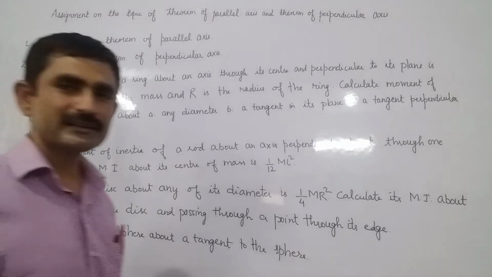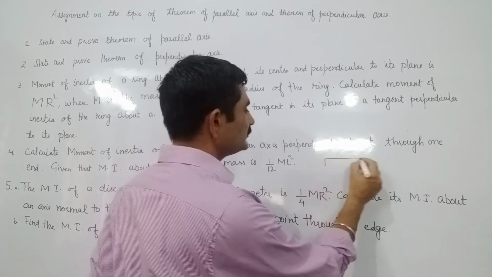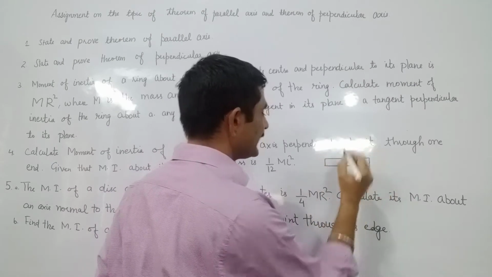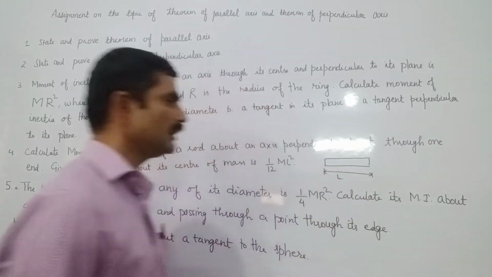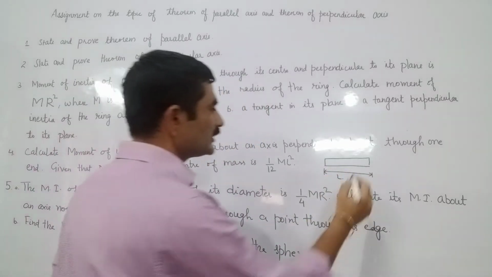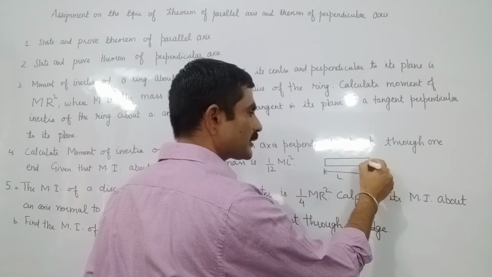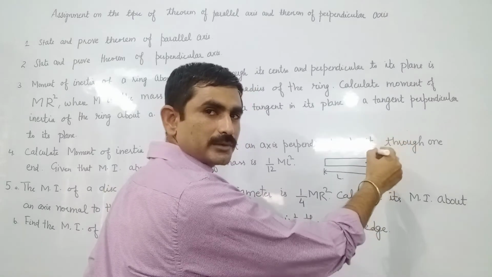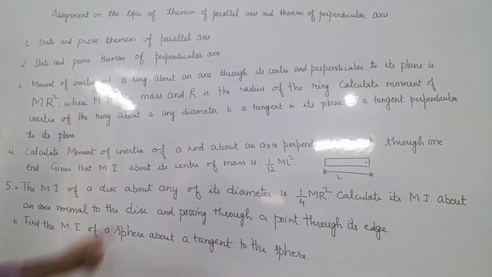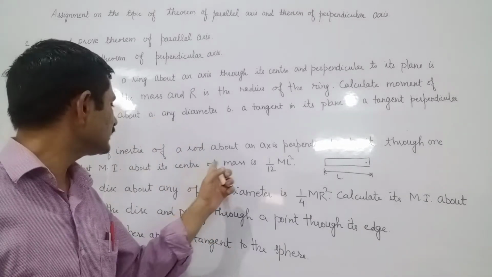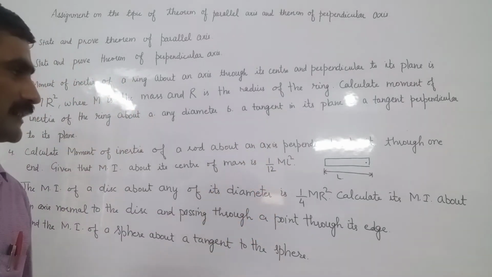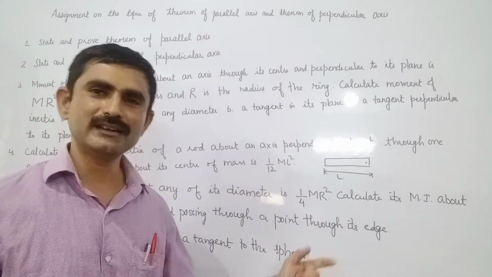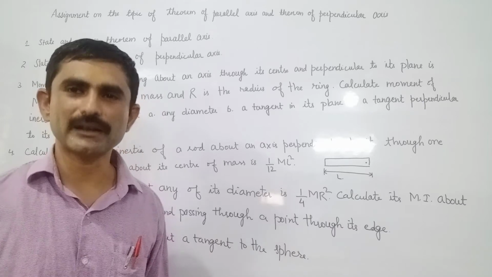Means, in this question, you are given a rod of length L and you have to calculate the moment of inertia about an axis which is perpendicular to the rod, like this, perpendicular to the rod. What is given? The moment of inertia of the same rod about its center of mass is 1 upon 12 ML square, where L is the length of the rod. So clearly here also you will make use of theorem of parallel axis.